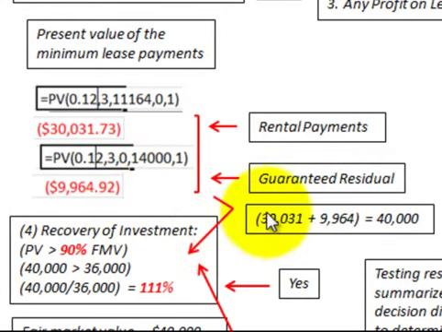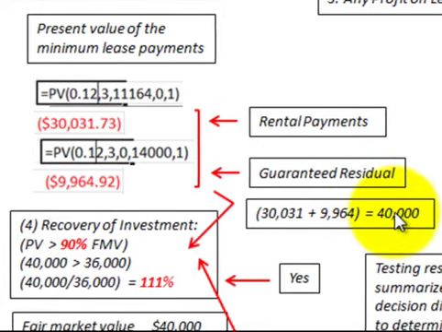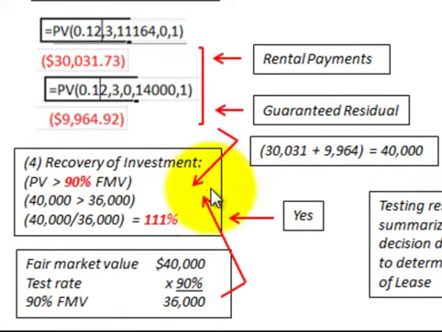Now we can determine our recovery of investment test. So we get the $30,031 present value of the rental payments plus the guaranteed residual value's present value of $9,964, which gives us a total present value of the minimum lease payments of $40,000. Now we can determine our recovery on investment. But before we do that, we first have to determine the 90% of the fair market value. The fair market value is $40,000. Our test rate was 90%. So 90% times the $40,000 gives us $36,000, which would equal 90% of the fair market value of this leased asset. Now we can compare that with the present value of the minimum lease payments.